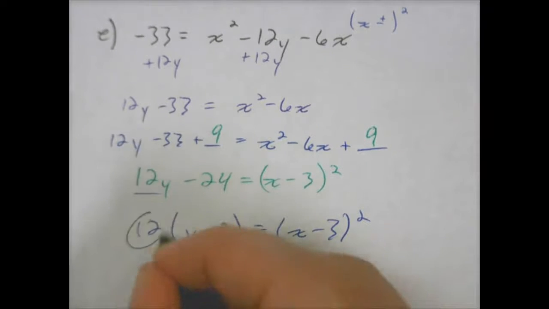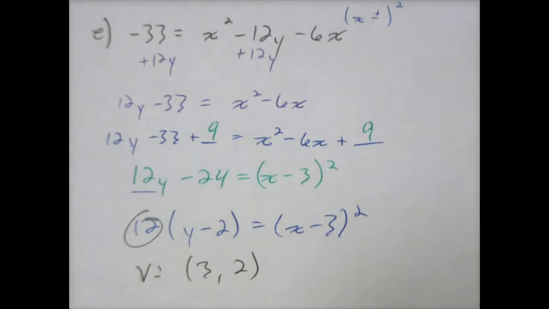You have 4p is 12. You can find your p. Everything else should be a piece of cake.